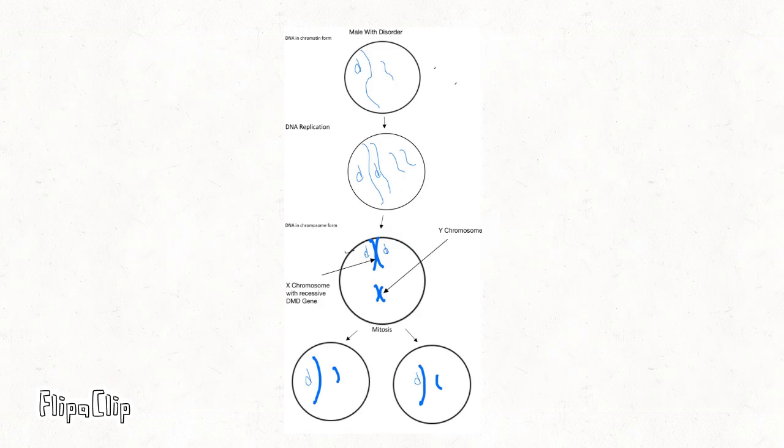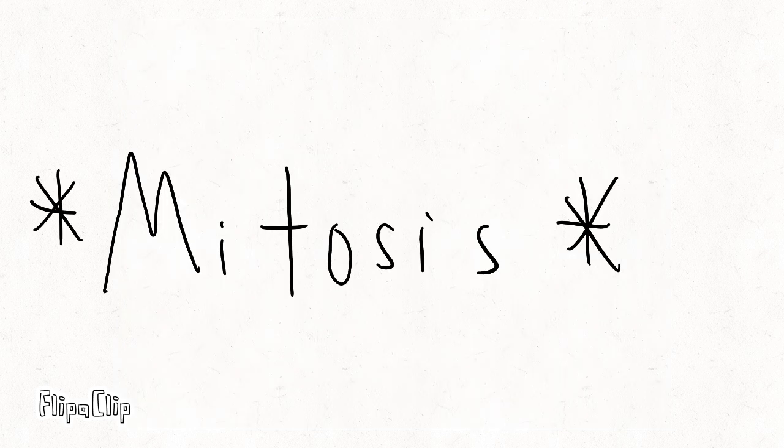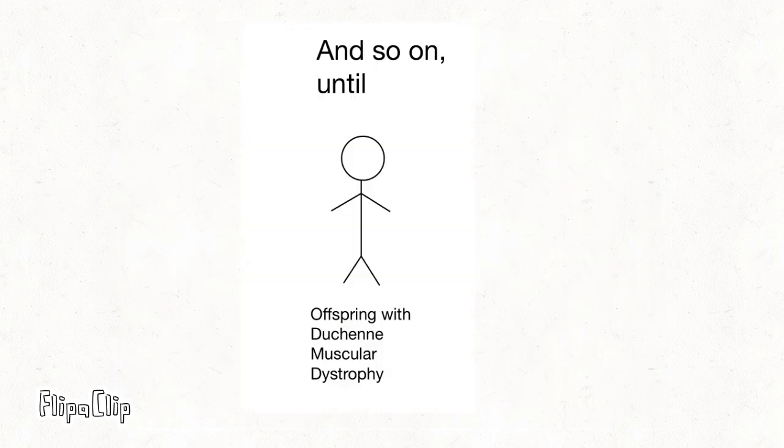Mitosis is the process in which a cell is split into 2 identical daughter cells that carry the same genes, making every cell in the body genetically identical. This is how the recessive DMD gene will spread to every cell in the body when that zygote cell begins to replicate through mitosis to form into the offspring. The result is an offspring with Duchenne.